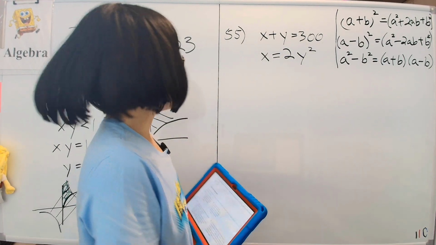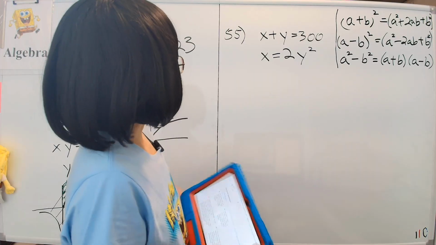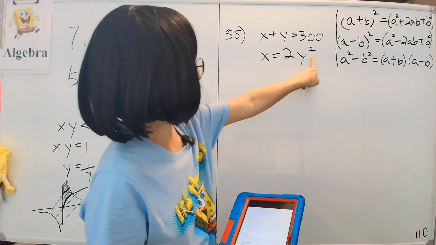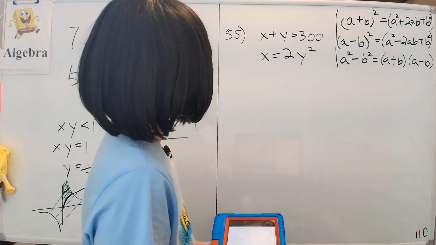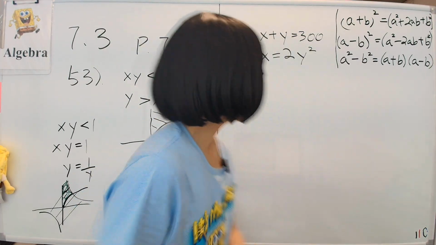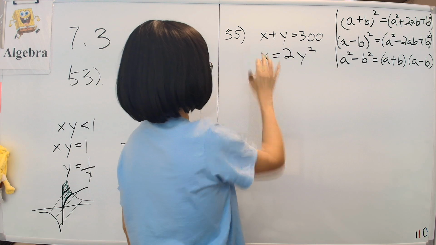Does that sound like twice the square of the other number? One number is twice the square of the other number. Does that look right? Yeah? It seems okay to me, so let's go with that. So then we'll plug x right in here, okay?